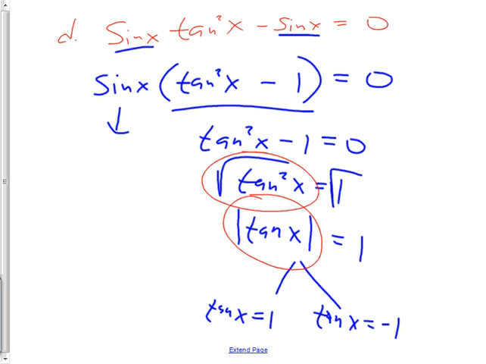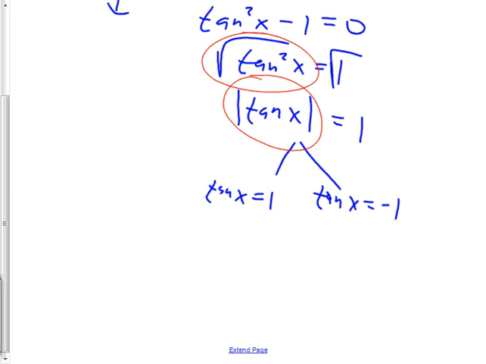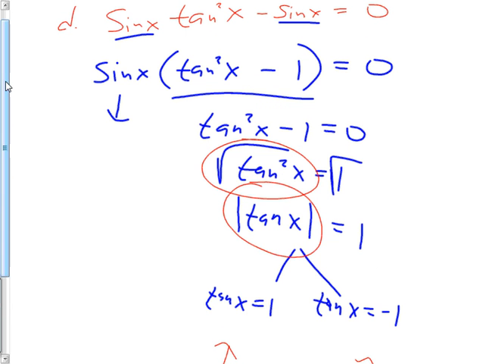Okay, so now I'm down to these 2 things. Can you see how those might have 2 answers each? So I could have 2 answers for this, 2 answers for that, and I already had 2 answers for this other one, so I could have 6 answers for this problem.